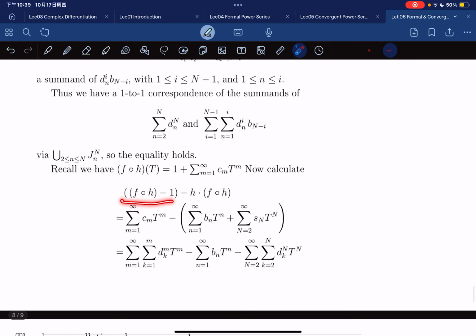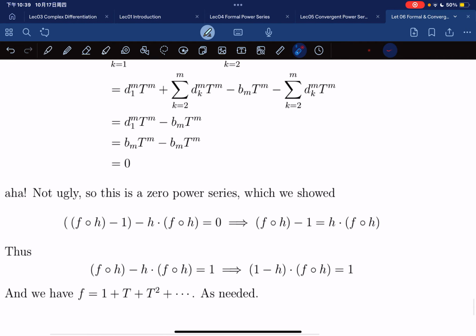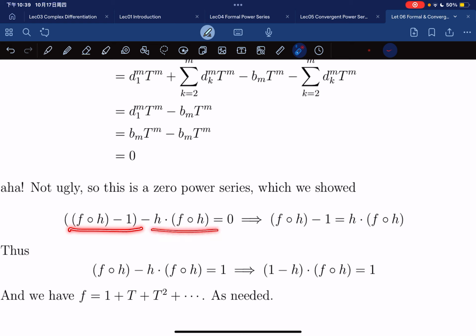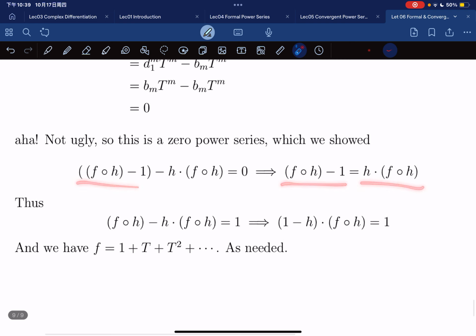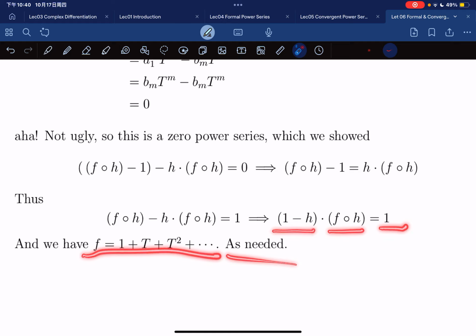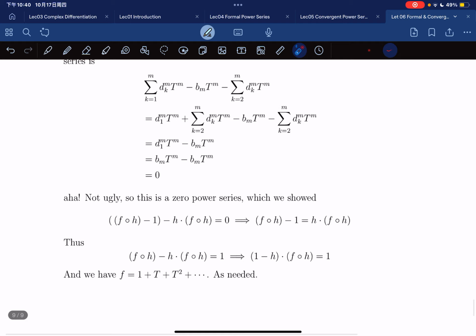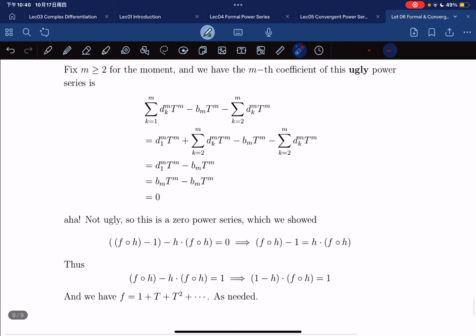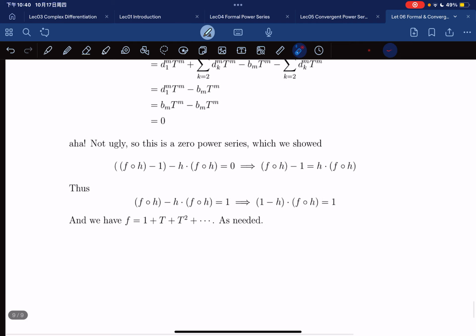F of h minus 1 minus h times f of h is 0. So we can rearrange this, which is f of h minus 1 equals a times f of h. And we swap this, right? This is equal to 1. And this is just 1. 1 minus h times f of h is equal to 1. But f is equal to this, so we're done, right? Okay, so we have verified this is actually true.